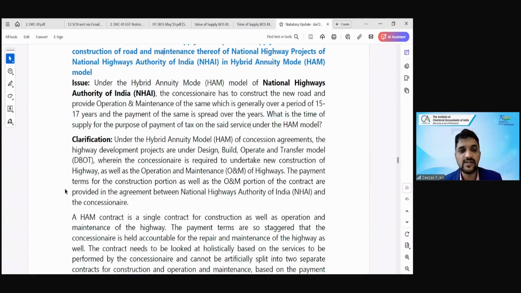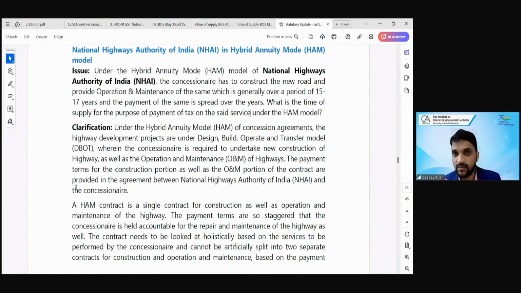The clarification said that under the hybrid annuity model of concession agreements, the highway development projects are under the design, build, operate, and transfer model. So the general model is design it, build it, operate it, and then transfer the ownership to the government, wherein the concessioner is required to undertake new construction of the highway as well as the operation and maintenance. Both he will have to do. He just can't construct it and go off. He will have to construct it and maintain those highways.